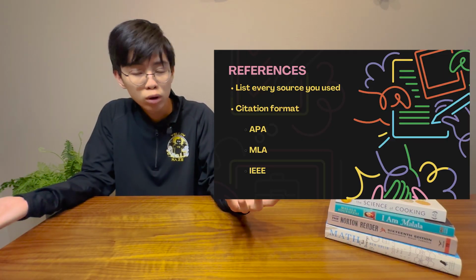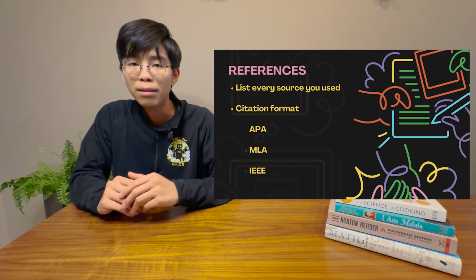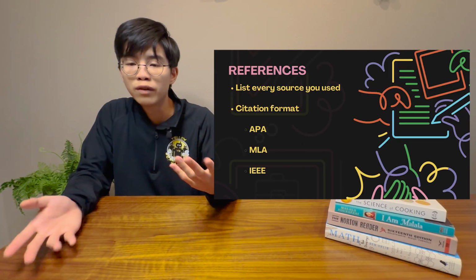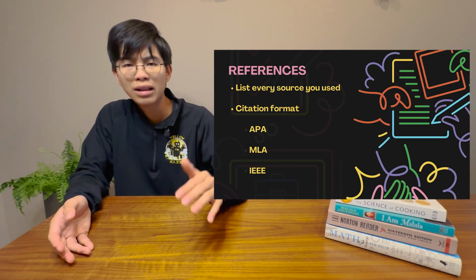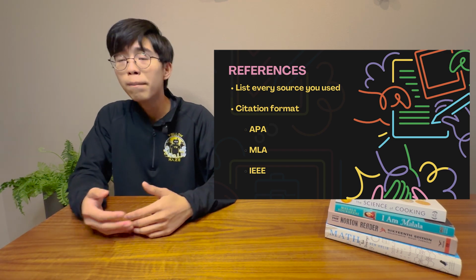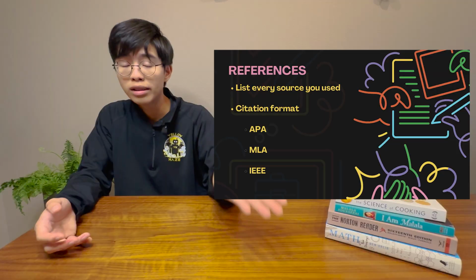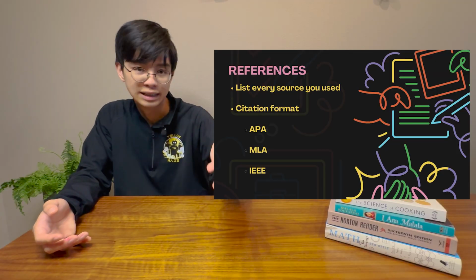You can use many citation formats. I've listed some on the screen, right? APA, MLA, IEEE. These are all specific to different research fields. Well, APA and MLA are kind of more general. IEEE is for more STEM and computer science, but maybe there's a type of specific citation for a research journal that you want to use. That's okay. Just make sure it's consistent.